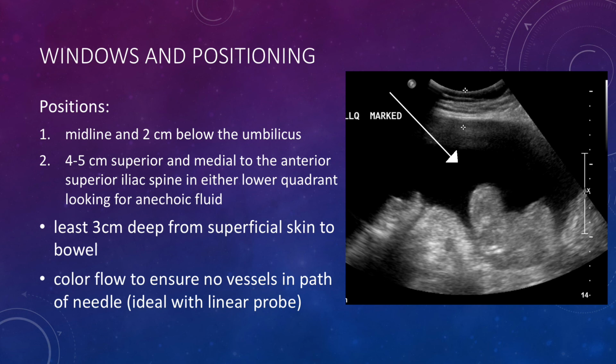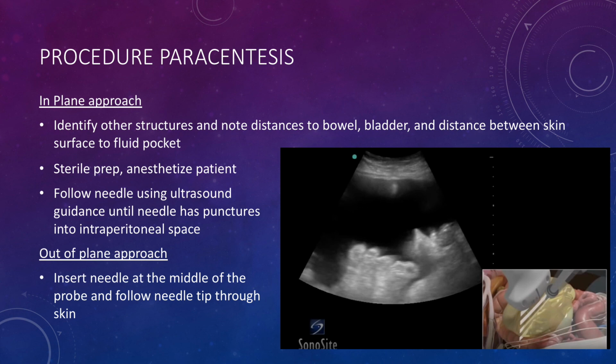You want to be at least 3 centimeters deep from the superficial skin to the bowel, and you should put color flow over the superficial areas to ensure that there are no vessels in the path of the needle. So for the procedure, in an in-plane approach, you can identify other structures, sterilely prep and anesthetize the patient, and follow the needle using your ultrasound guidance into the intraperitoneal space. If you do an out-of-plane approach, you want to insert the needle at the middle of the probe and follow the needle tip through the skin.